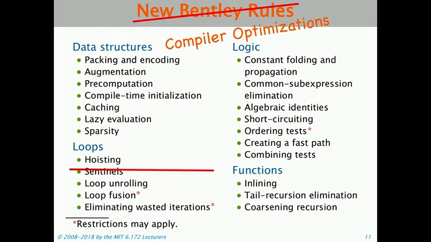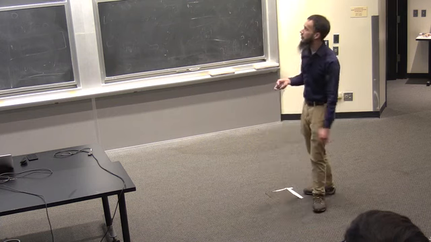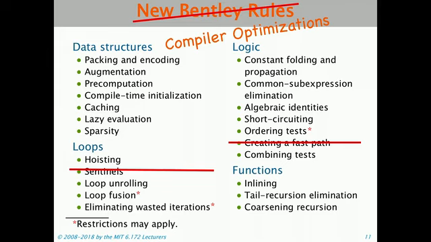Creating a fast path. Compilers aren't that smart about fast paths. They come up with really boring fast paths. I'm going to take that off the list. Combining tests, again, it kind of depends on the tests. Functions, compilers are pretty good at functions. So inlining, yep, you can absolutely do that. Tail recursion elimination, yes, absolutely. Coarsening, not so much.